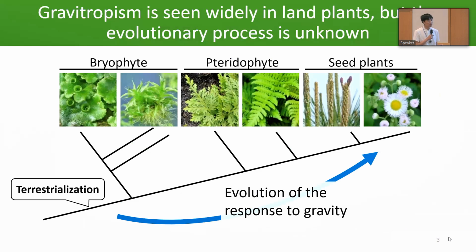But then we can see a gravity response in all land plants, including bryophytes. So we can imagine that this system of gravity sensing evolved after terrestrialization, because the gravity condition is really different inside water and outside water. But because we don't know how gravity is sensed in organisms other than angiosperms, we don't know how it evolved. So we decided to study the mechanism of gravitropism in the moss Physcomitrium patens.